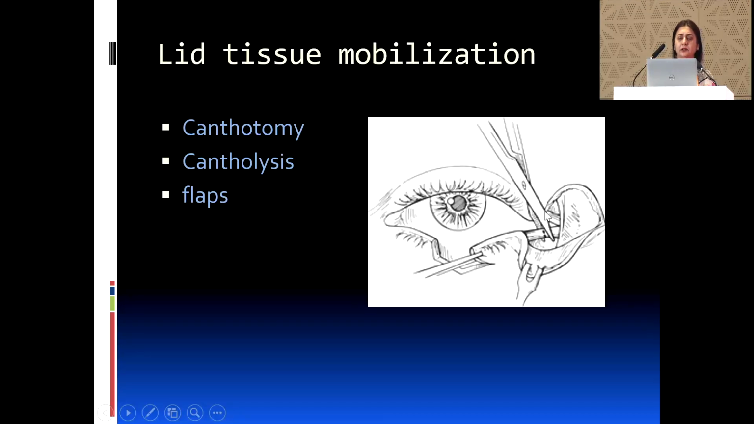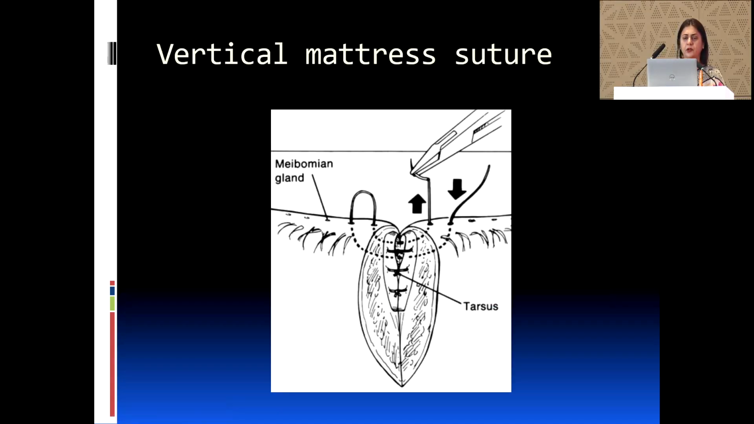palpate the lateral ligament, and your scissor or the instrument should be held perpendicular to the lower lid. You can palpate and then you cut. Releasing this will release a lot of tension from your suturing. The suturing has to be tension free, otherwise wounds will gape.